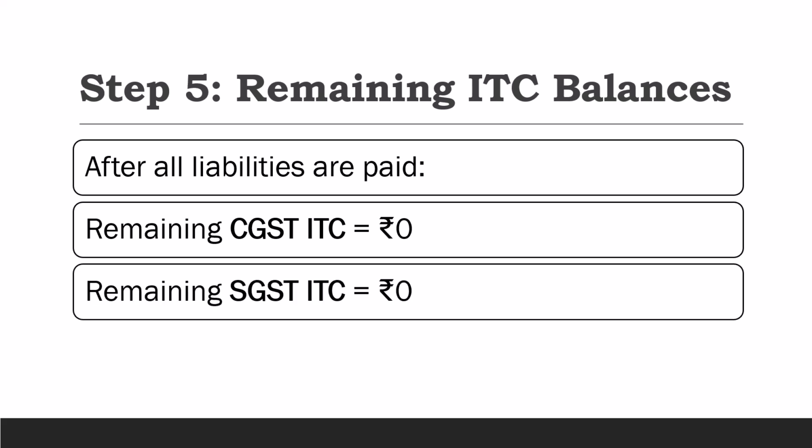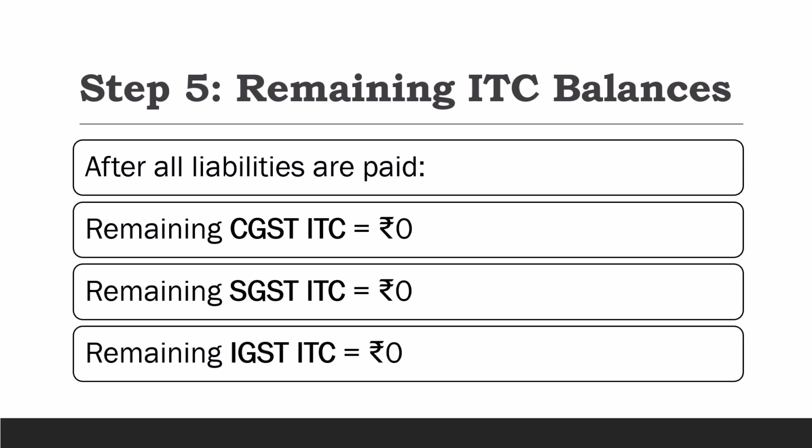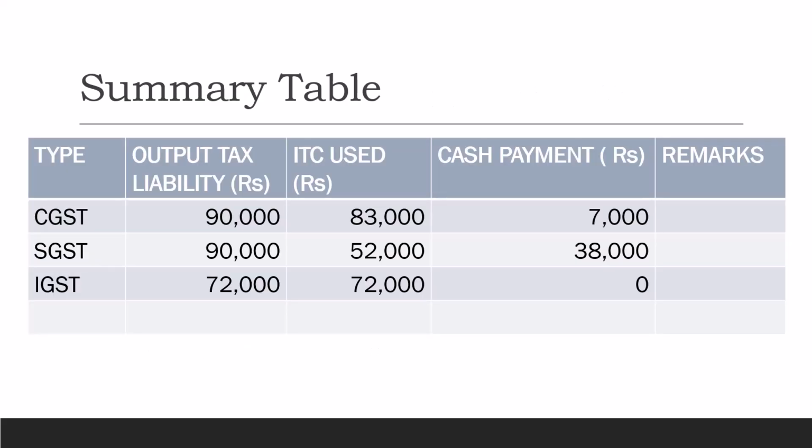A supplier of goods and services pays GST under the regular scheme. The company has made the following outward and inward taxable supplies during a tax period. Amounts are exclusive of taxes. Okay. So these are the outward and inward taxable supplies. That means this is the total sale which the company has made during that period.